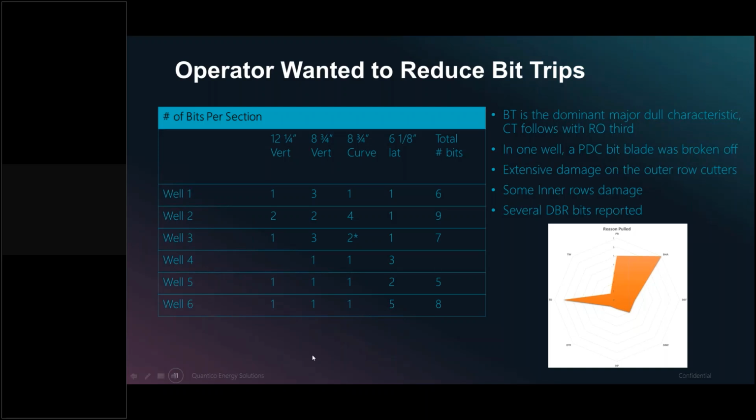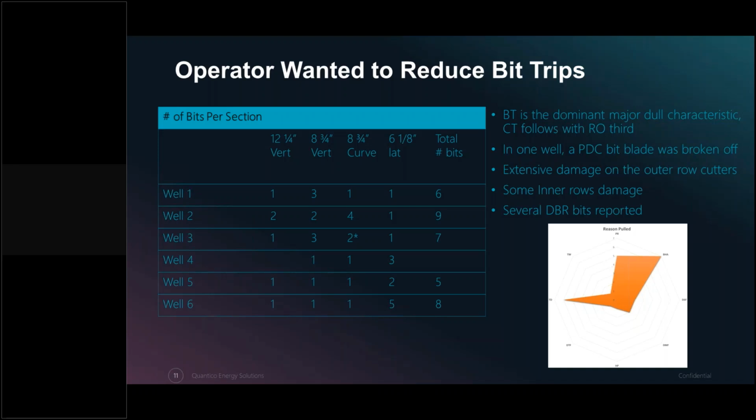But you can see across these wells, it was highly variable how many bits and trips they had to make. Even in certain sections, you had variability from 1 bit to 3 bits, 1 bit to 4 bits, 1 to 5. And so not only was this very expensive for this operator, it's how do you mitigate this? How do you standardize and mitigate?